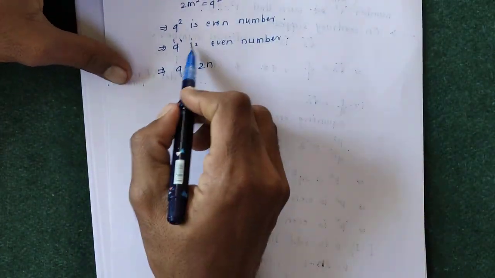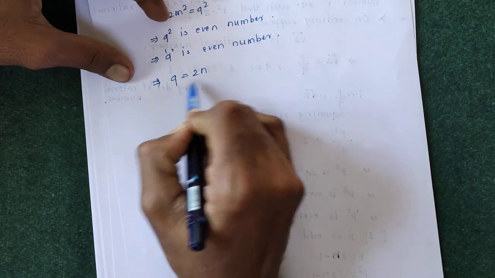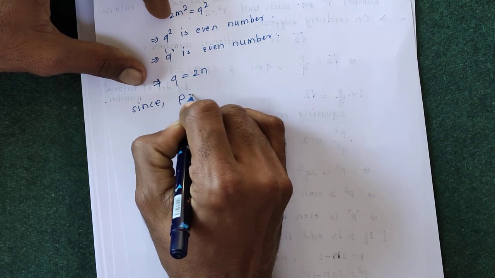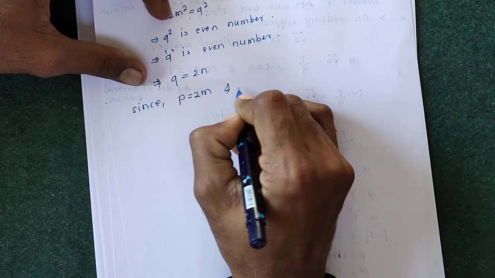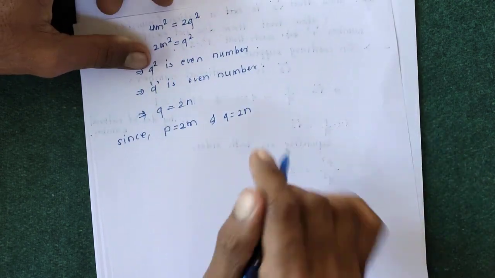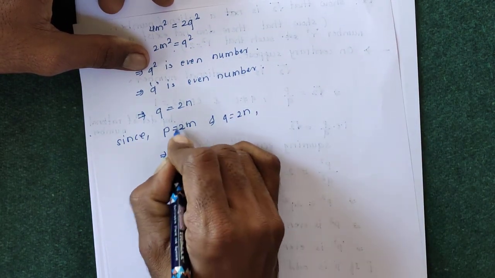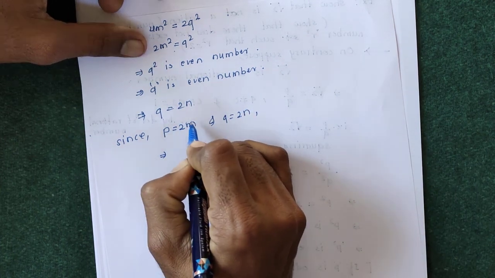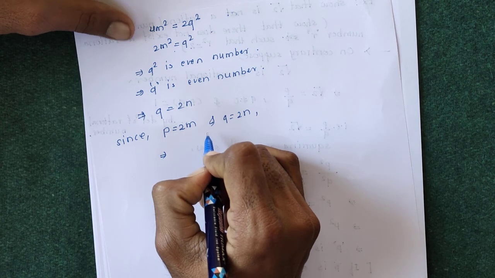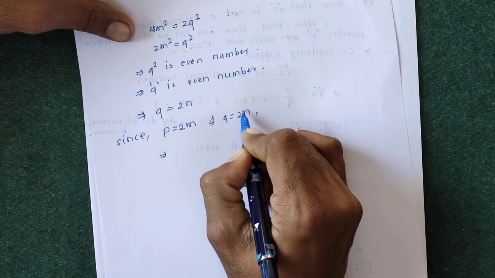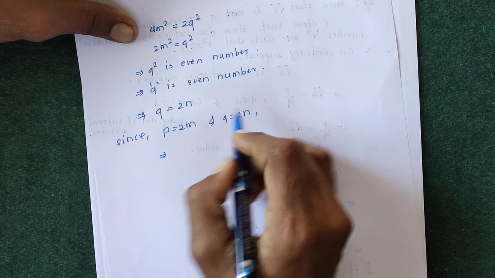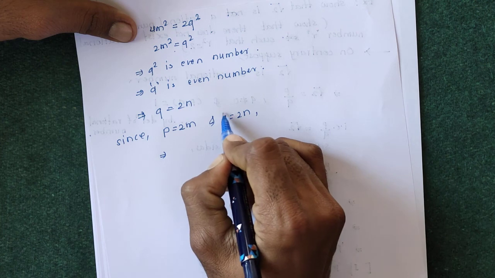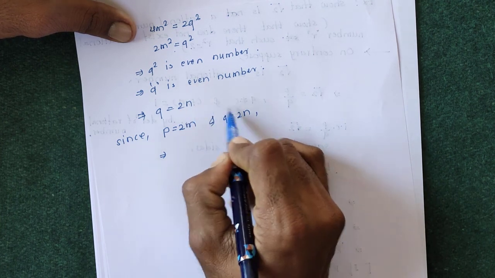Again we have seen that q is even, that is, q is of the form 2n. Since p is equal to 2m and q is equal to 2n, this implies that 2 is a common factor of p as well as q. Here p is of the form 2m, that is, p is an even number, and we know that 2 divides every even number. Similarly, q is again an even number, so 2 is a divisor of p, and similarly 2 is a divisor of q, so 2 is a common factor of p and q.